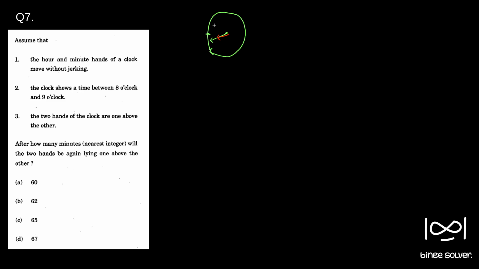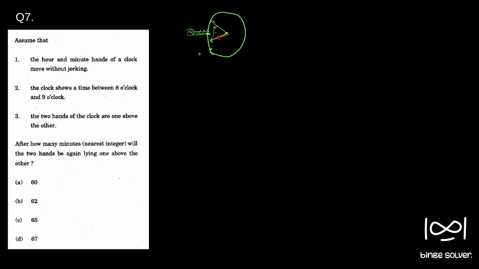So say it happens after some time, when it is here, the minute hand will be like this, and the hour hand will be over and above it like this. Say it happens after x minutes. This x is what they are asking.